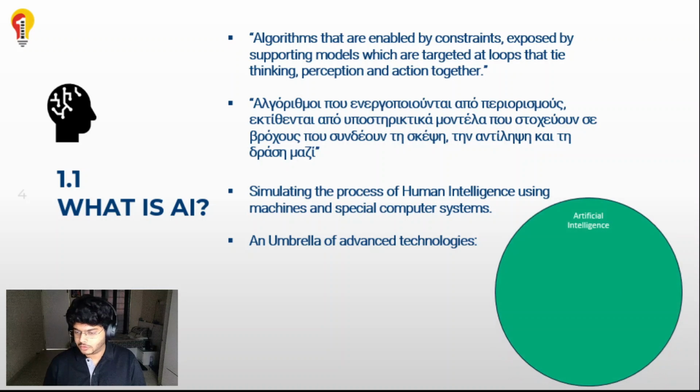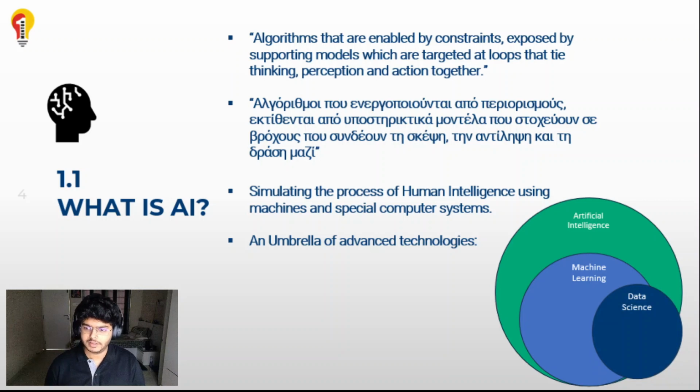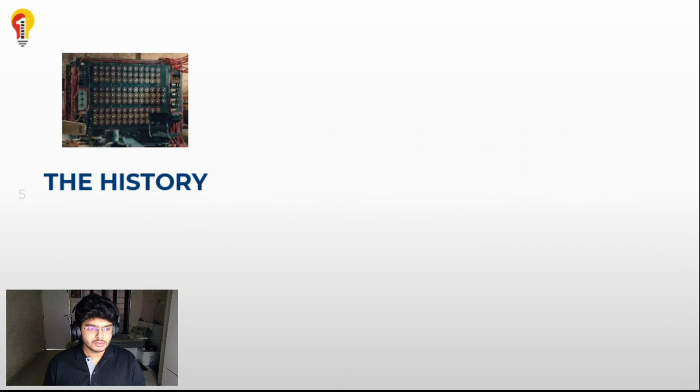So here we have the whole bubble or umbrella of artificial intelligence. We have machine learning lying at the center of it. Then we have data science, which is an integral form of all the technologies that complete data science. And we have deep learning, which is at the core of all these technologies combined together, right? So now let's dive back to the past to understand the history of where it all began.